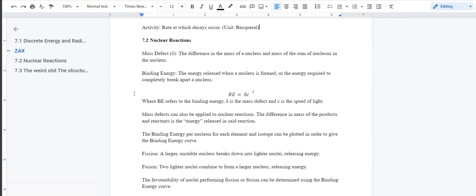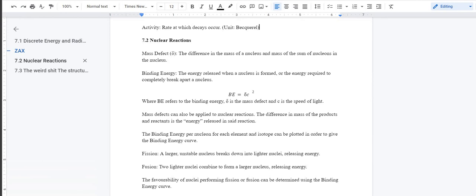So nuclear reactions. Let's start off with the concept of mass defect. When scientists actually managed to measure the masses of protons, neutrons and atoms, they noticed something really odd. The masses of atoms did not match up with the sum of the masses of their nucleons and the electrons. Then they came to realize that there's something called mass defect. Essentially, let's say you have four nucleons, two protons and two neutrons.